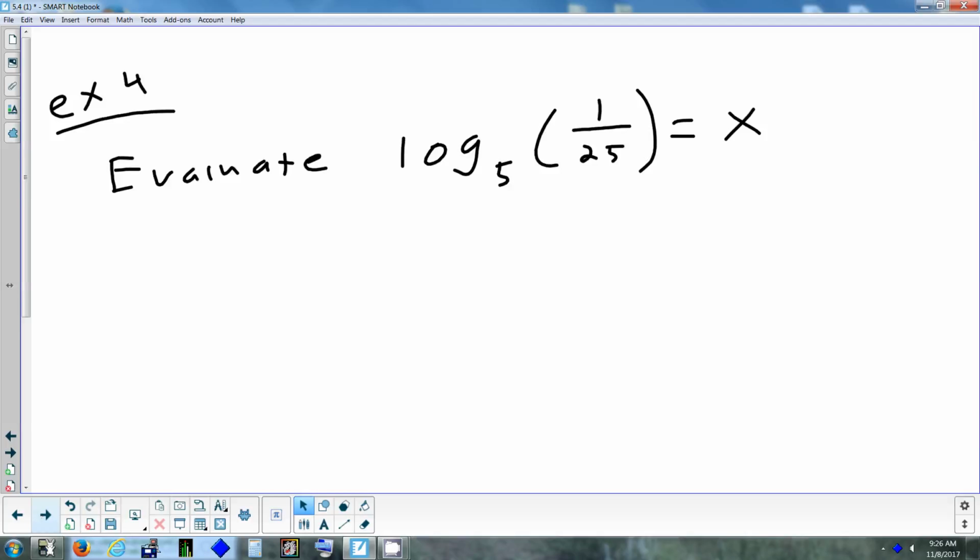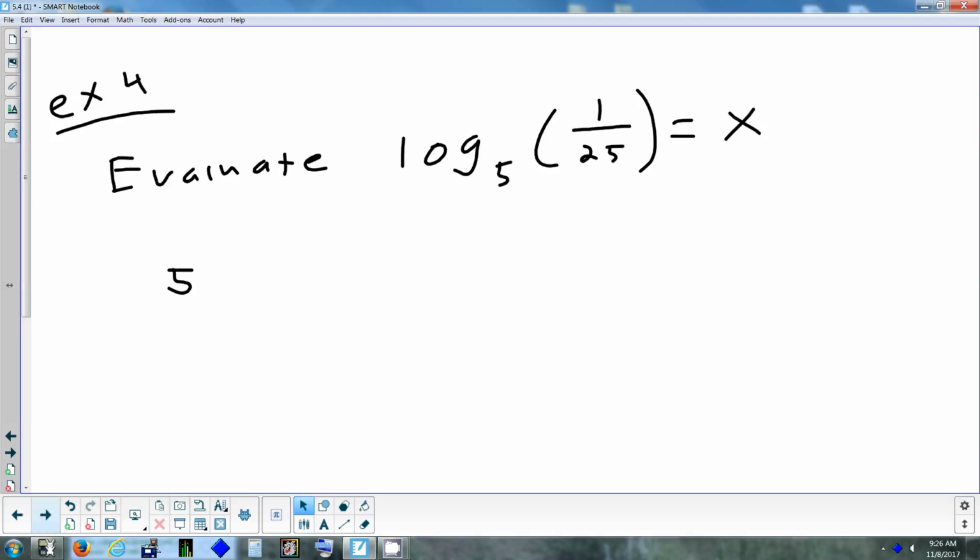Let's try this one. Similar to the last one, except now I haven't told you what's on the other side. You need to figure out what would go there. So Shauna, what do you think we're going to do with that equation? Yeah, we're going to change it to exponential. Could you tell me what my base would be? Yep, your base is 5.